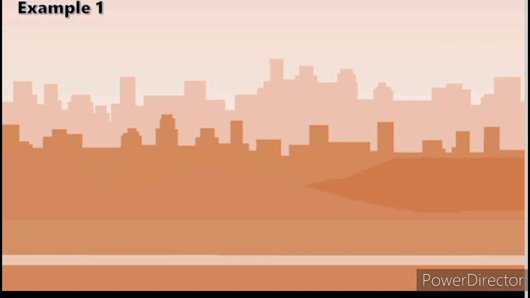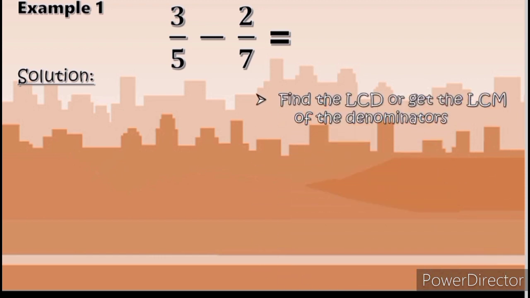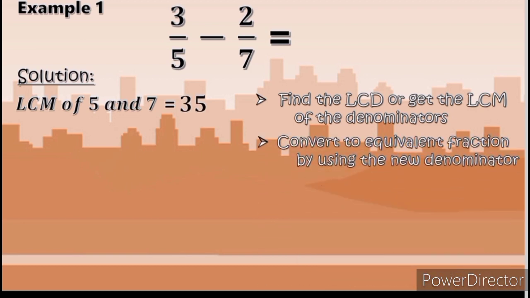Example number 1. 3 over 5 minus 2 over 7. For our solution, find the LCD or get the LCM of the denominators. The LCM of 5 and 7 is 35. Now convert to equivalent fraction by using the new denominator. 3 over 5 times 7 over 7. Our answer is 21 over 35.